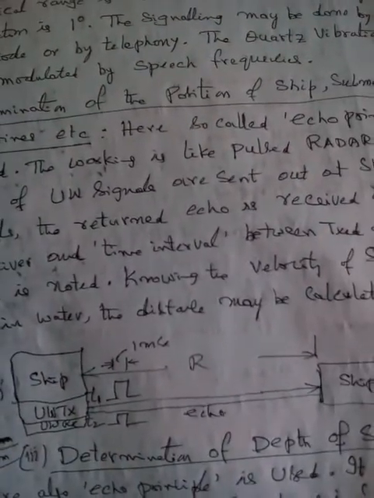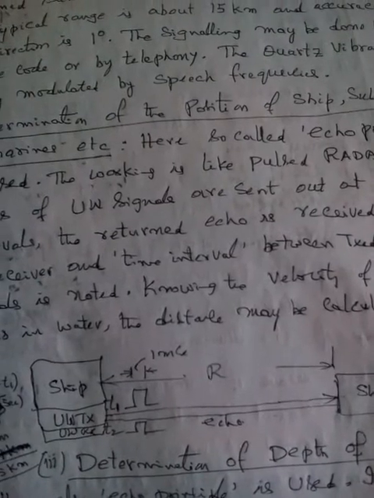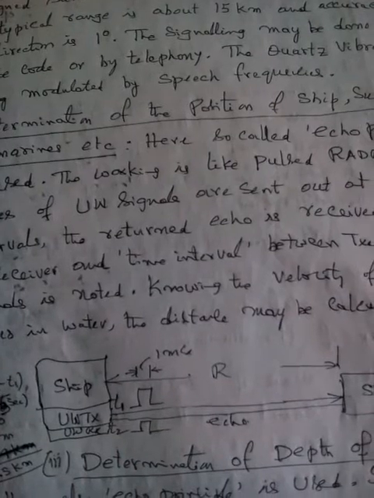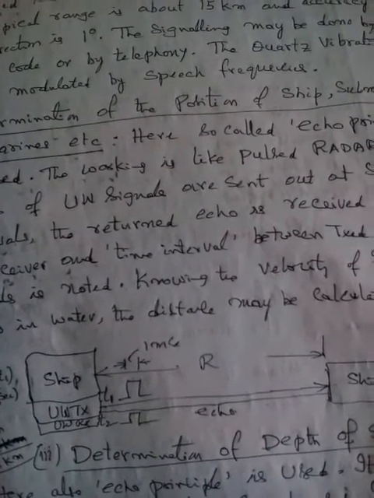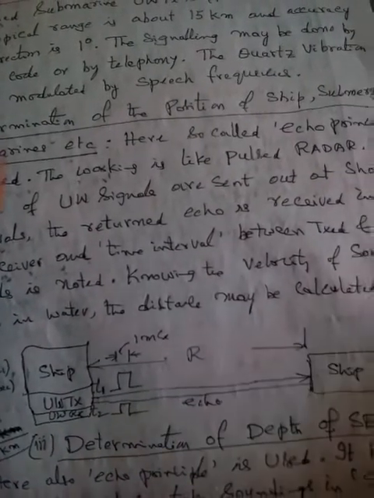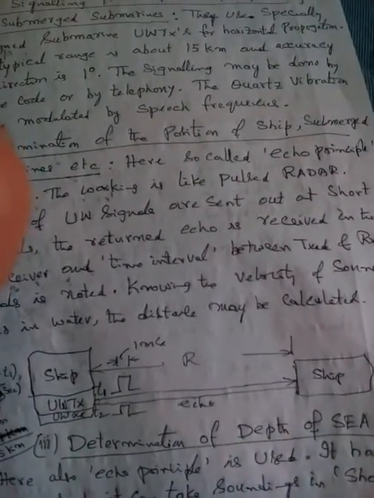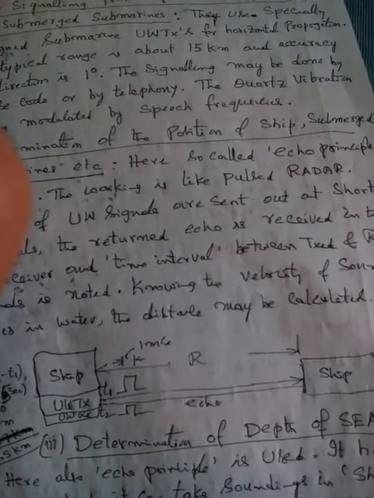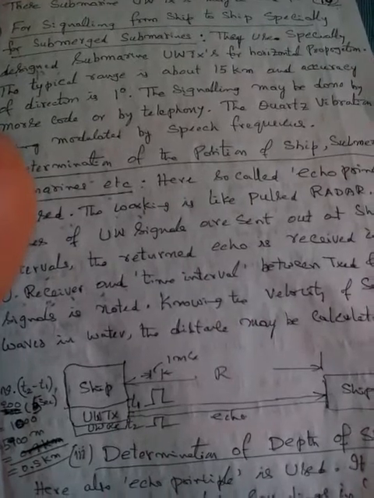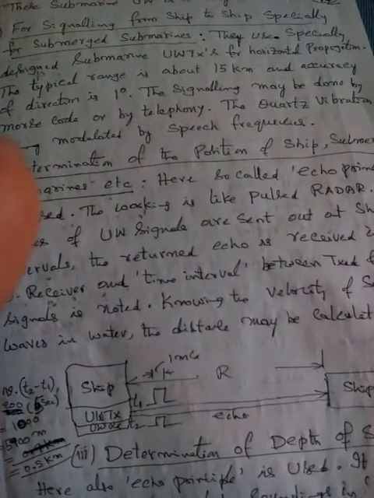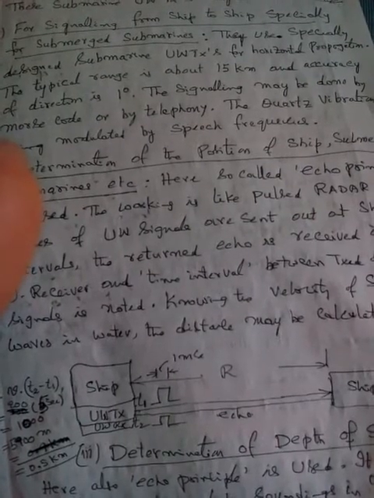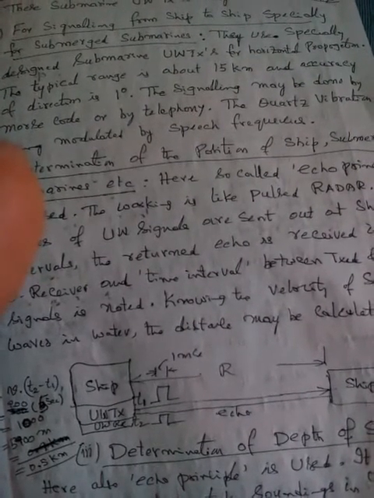It consists of a ship, below that an ultrasonic wave transmitter and an ultrasonic wave receiver. The transmitter sends a 1 millisecond, high intensity pulse. It goes underwater, is reflected, and comes back as an echo. The receiver receives this echo, and the timing is noted: the timing of sending the pulse and the timing of receiving the pulse.